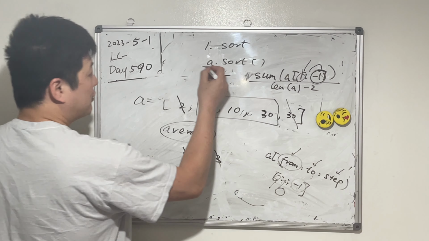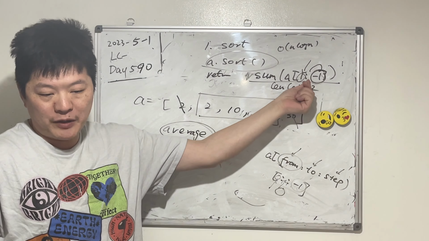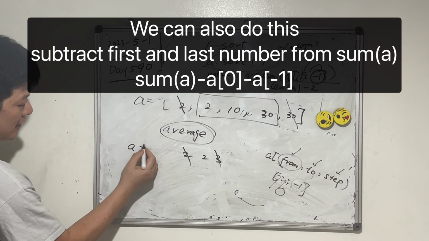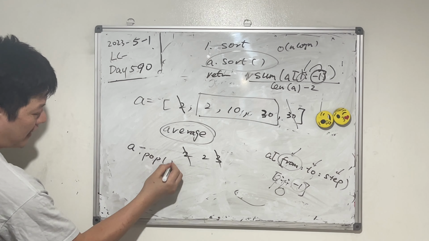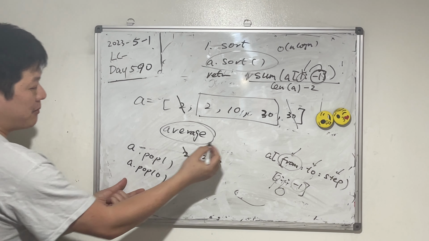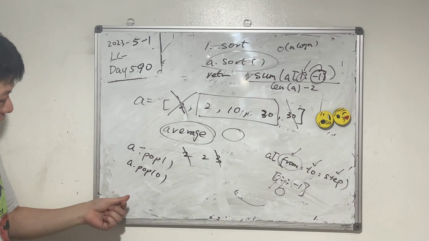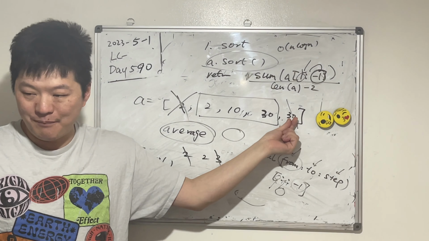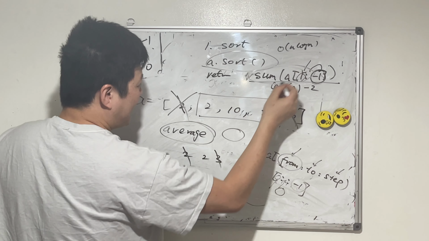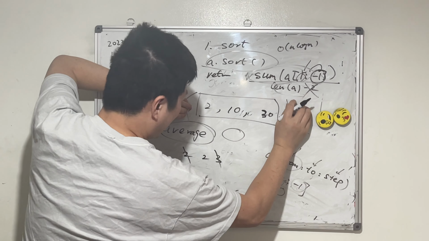What's the time complexity? Sorting is O(n log n). Here we use list slicing, so you're actually creating a copy. Instead we can do A dot pop 0, which means we drop the leftmost number, and A dot pop, which means we drop the last number. Then we can return sum of A divided by length of A. We don't need to subtract 2 because we already took them out.